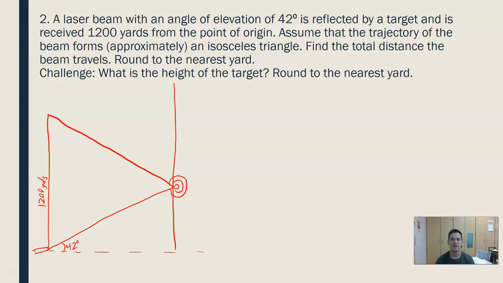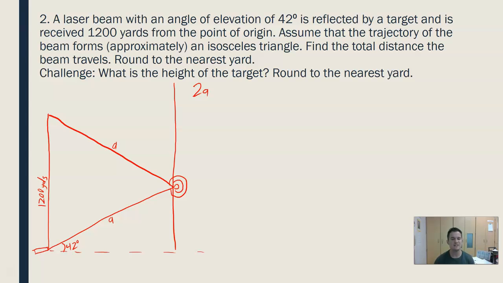Cool, okay. Find the total distance the beam travels. So the beam goes this far and then this far. So we're going to say this is A. Call this side A and this side A because they're both the same length. I want to find the distance to A because I want to find this distance plus this distance. That's what I'm trying to find, how far the laser beam travels. So we're going to start with that part.